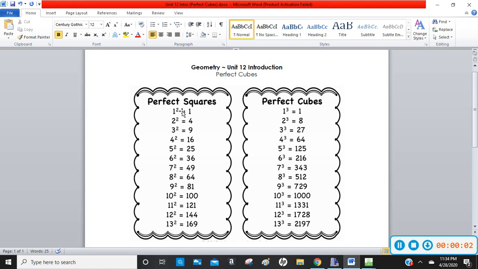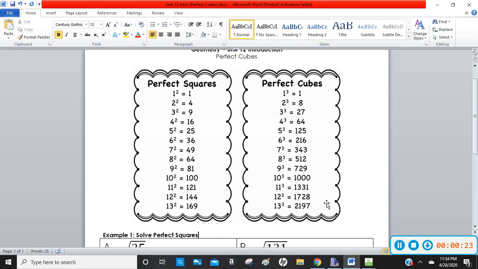For the Unit 12 introduction, we have perfect squares versus perfect cubes. Perfect squares, we pretty much know by heart, frontwards and backwards. Like if I tell you what's 3 squared, you can tell me it's 9. If I say what's the square root of 9, you guys know it's 3. These things are pretty much ingrained in your brain. Okay, you know these. All right, now, perfect cubes, on the other hand, a little bit different.